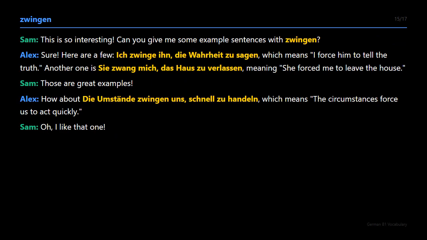This is so interesting. Can you give me some example sentences with zwingen? Sure. Here are a few. Ich zwinge ihn, die Wahrheit zu sagen, which means I force him to tell the truth. Another one is Sie zwang mich, das Haus zu verlassen, meaning she forced me to leave the house. Those are great examples. How about Die Umstände zwingen uns, schnell zu handeln, which means the circumstances force us to act quickly. Oh, I like that one.